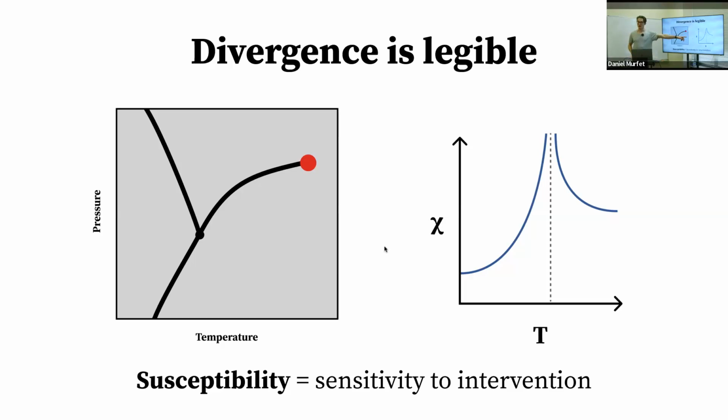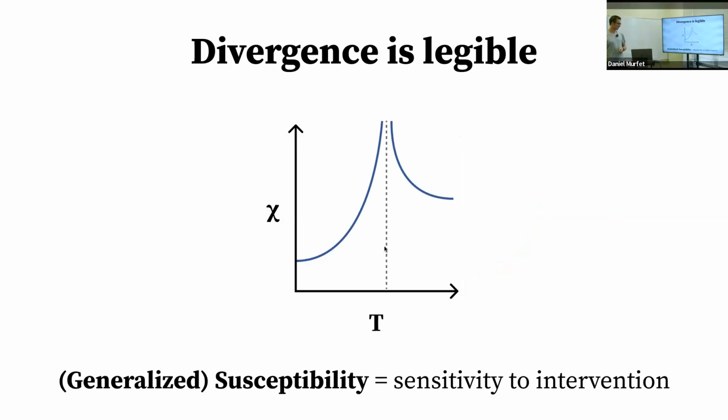It's because at critical points, systems are infinitely sensitive to perturbations. So even a microscopic perturbation, a single atom tapping our system, will change what configuration we're in. So we'll talk about generalized susceptibility, right? Because susceptibility is usually reserved for magnetic and electric susceptibility. There are specific kinds of susceptibility to an external magnetic or electrical field. Here we're talking about sensitivity to any kind of external perturbation.